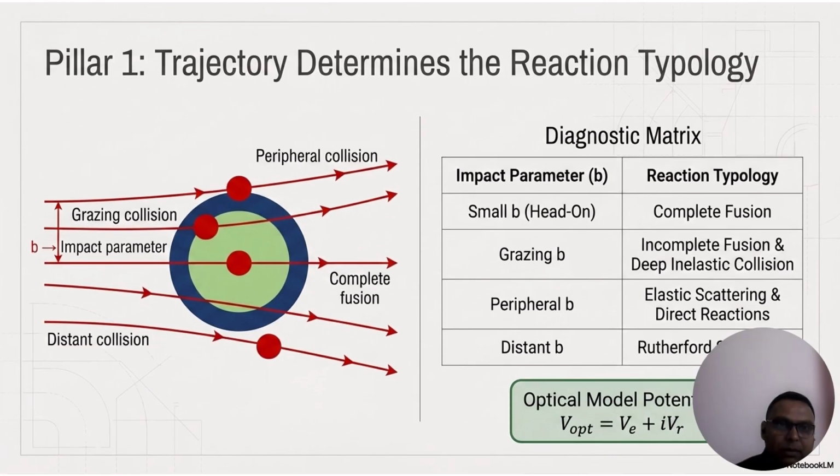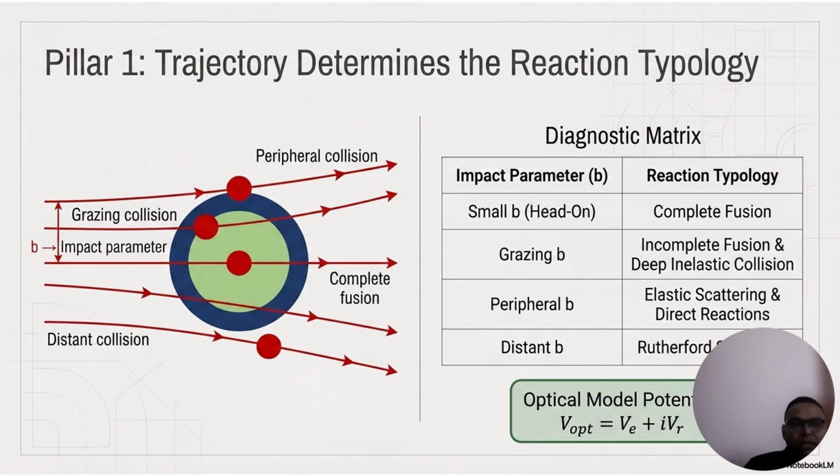The trajectory of a projectile depends on its energy, hence the impact parameter is also important to understand these reaction dynamics. On the basis of the impact parameter, a small impact parameter is associated with complete fusion reaction dynamics. For grazing, incomplete fusion and deep inelastic collision take place. However, in case of the peripheral b, elastic scattering and direct reactions occur. For a large distance b, Rutherford scattering comes into the picture.